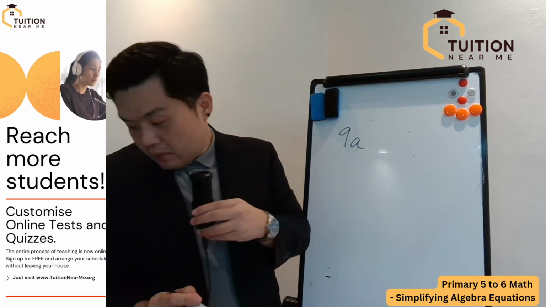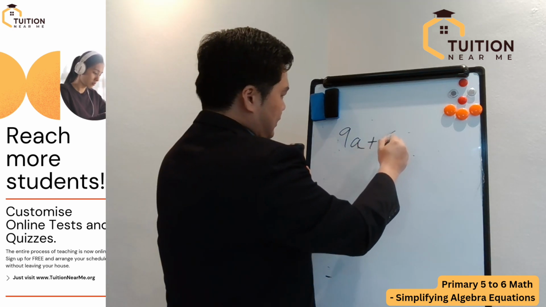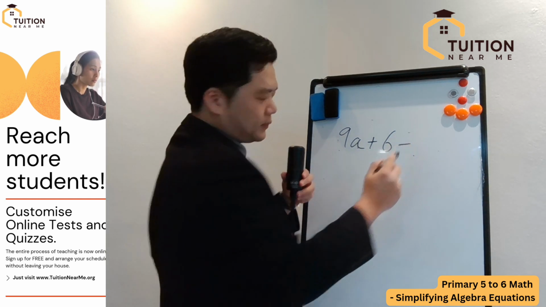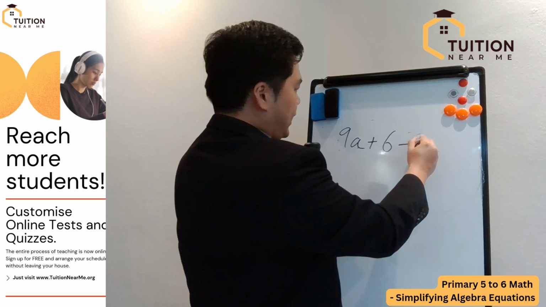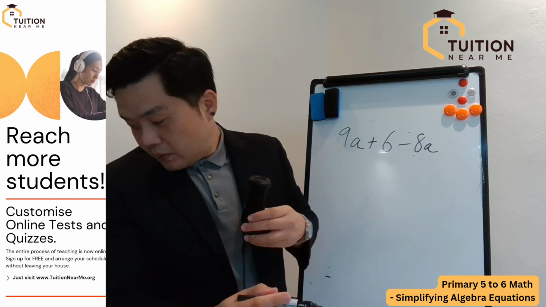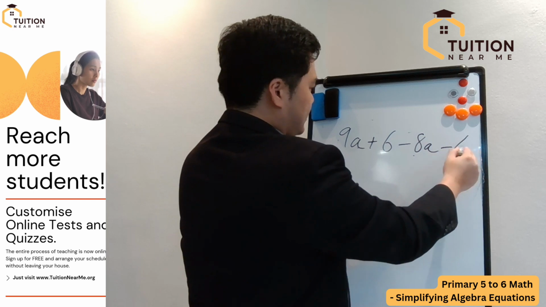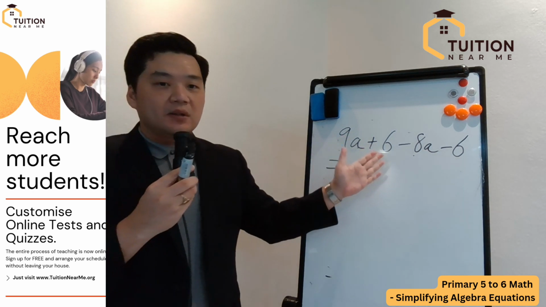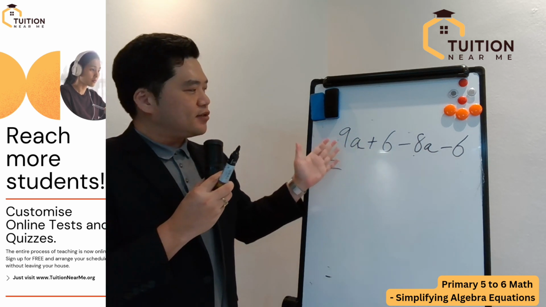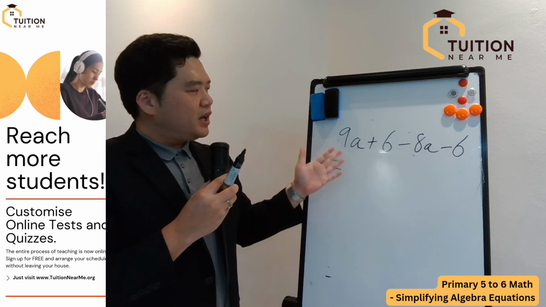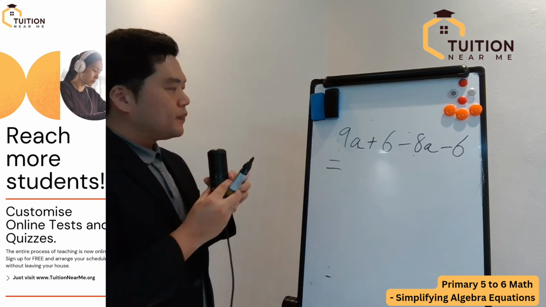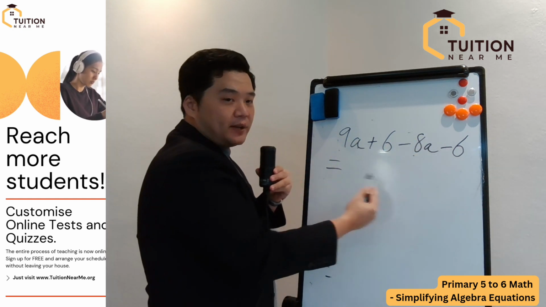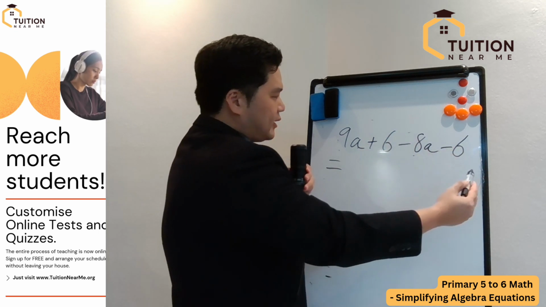Next: 9a plus a number without any algebraic expression, minus 8a, minus 6. How are you going to solve this? One way I suggest is to rearrange the numbers and the algebraic terms. You arrange all the algebraic terms together on one side, then the numbers on the other side. So what do I mean by this?